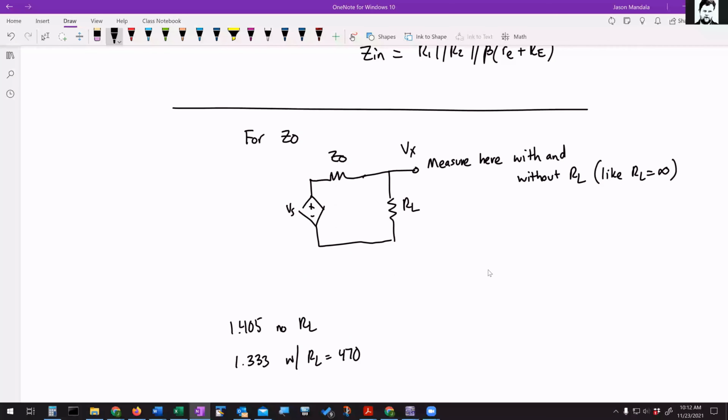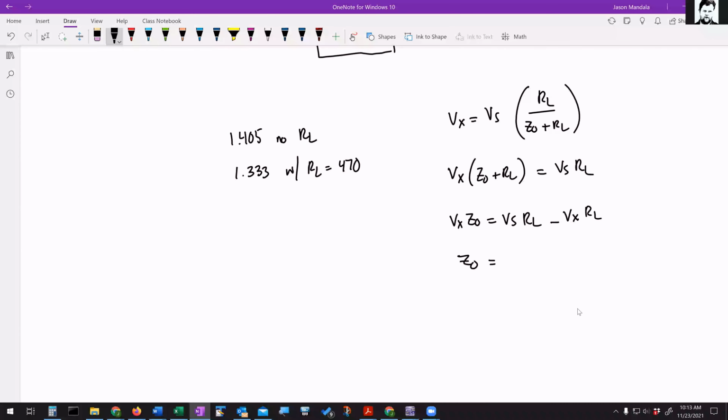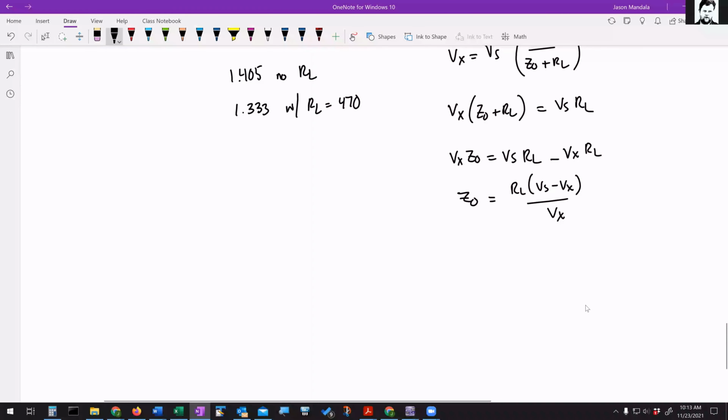We'll put that back. Let's call this VX. So I'd have VX equals VS times RL over ZO plus RL, just a voltage divider. And I want to solve for ZO now. So go through the same steps. VX times (ZO plus RL) equals VS times RL. I'm going to subtract the term VX RL to the other side and then solve for ZO. I can also factor out over here: ZO equals RL times (VS minus VX) divided by VX. So that's how I can calculate the output impedance.